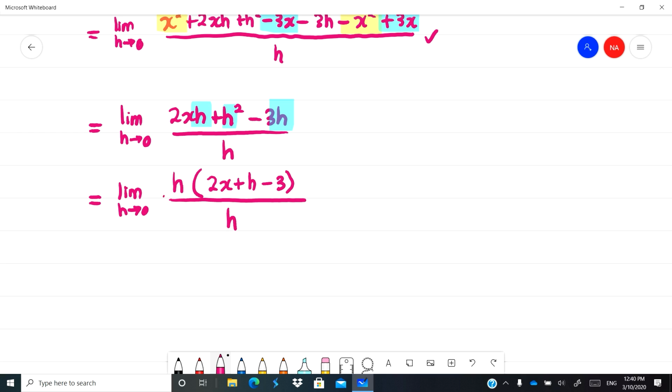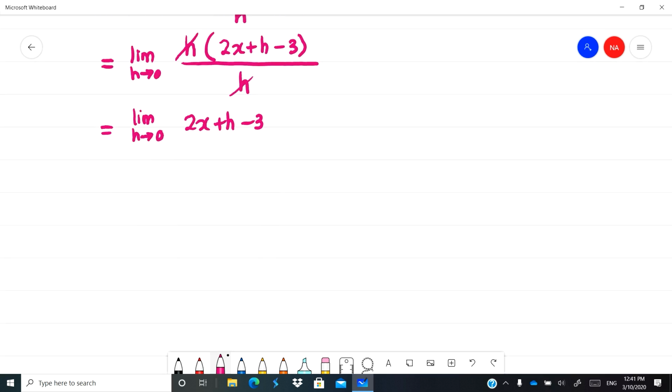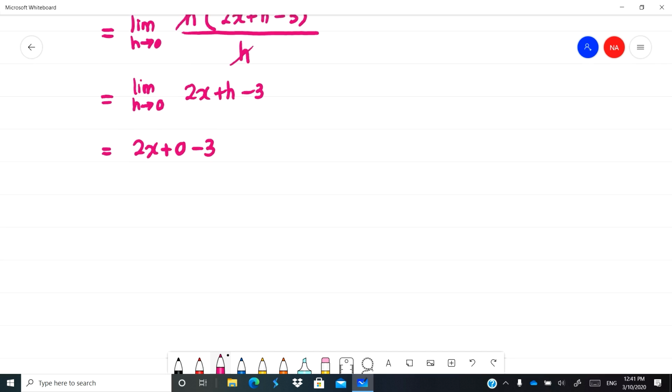Now we're going to cancel this h with h, because you have the same term at the numerator and also the denominator. You have not substituted, so you still write this limit as h approaching 0, leaving only 2x plus h minus 3. Now you have to substitute the value of h with 0. So you'll have 2x plus 0 minus 3, so your final answer will be 2x minus 3.